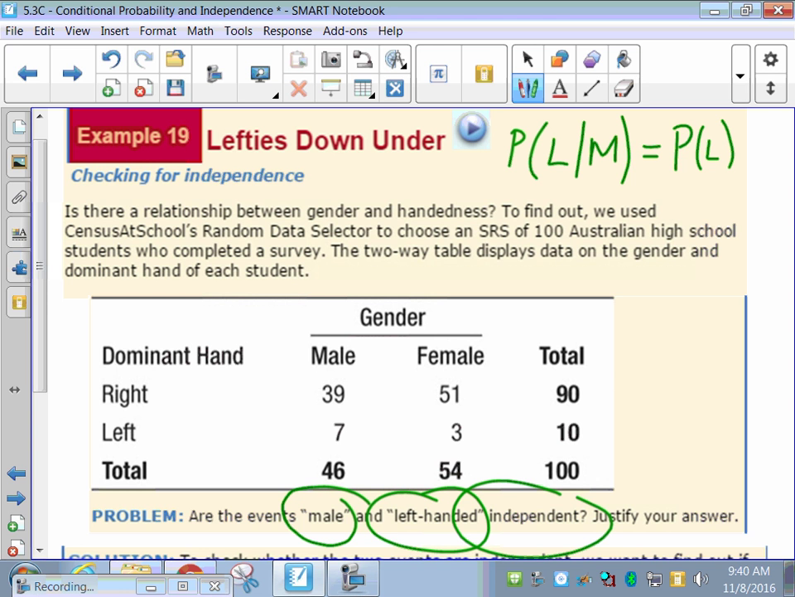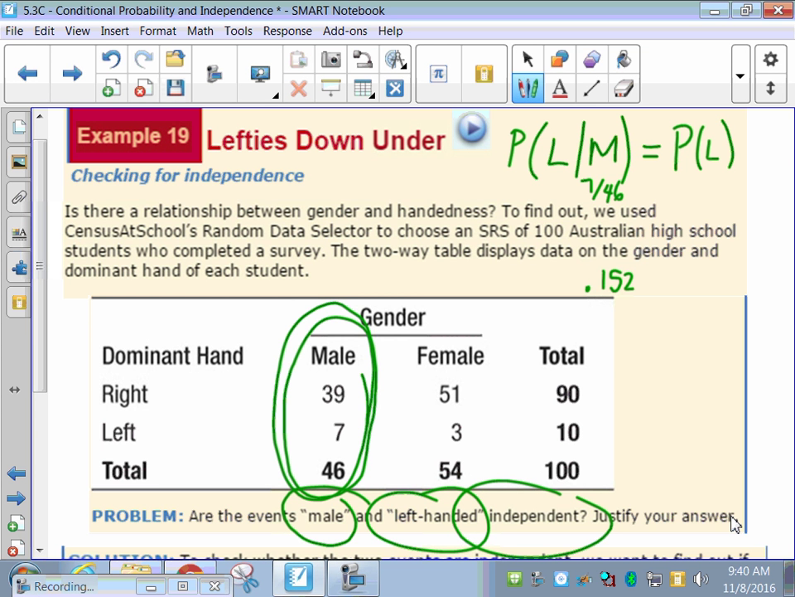Okay. So using your table, and you can do the shortcut on this one, you guys, for probability of left-handed given that they're male. So the shortcut is to just look right here at the male section. And the probability that they are left-handed is 7 out of 46. Okay. And I'm going to put that number down here, 0.152. So there's our decimal. So 15% chance.